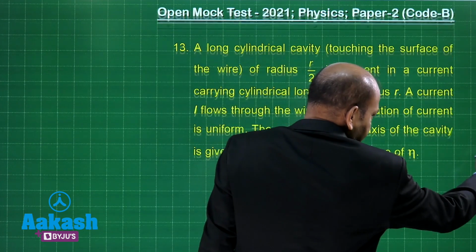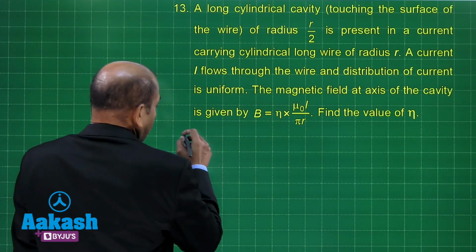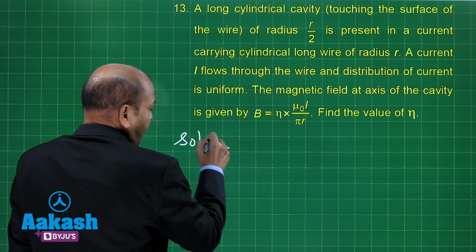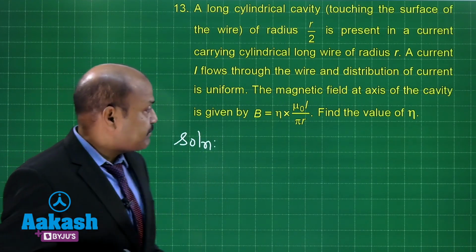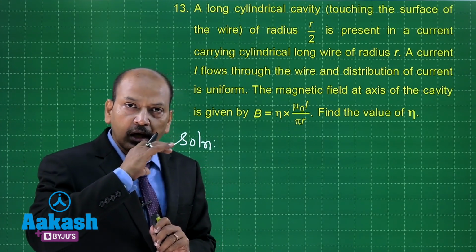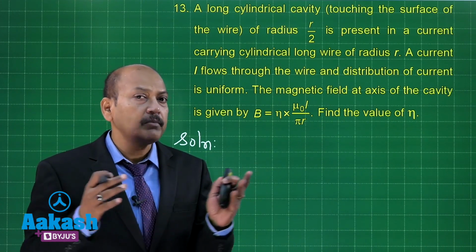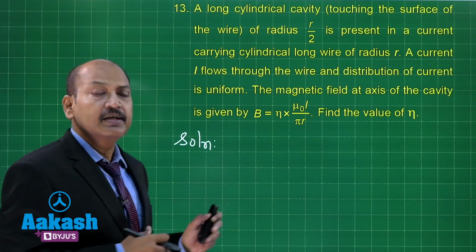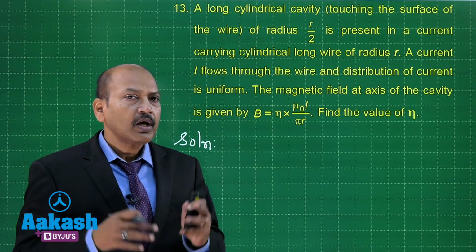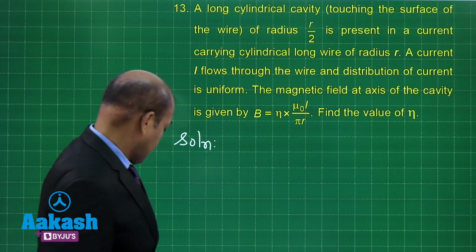So, interesting question. What are the different concepts involved? Well, we can use concepts like the magnetic field produced by a long current carrying conductor where current is uniformly distributed. We can use that, but we also have to use the principle of superposition. So, what I have in mind is this.